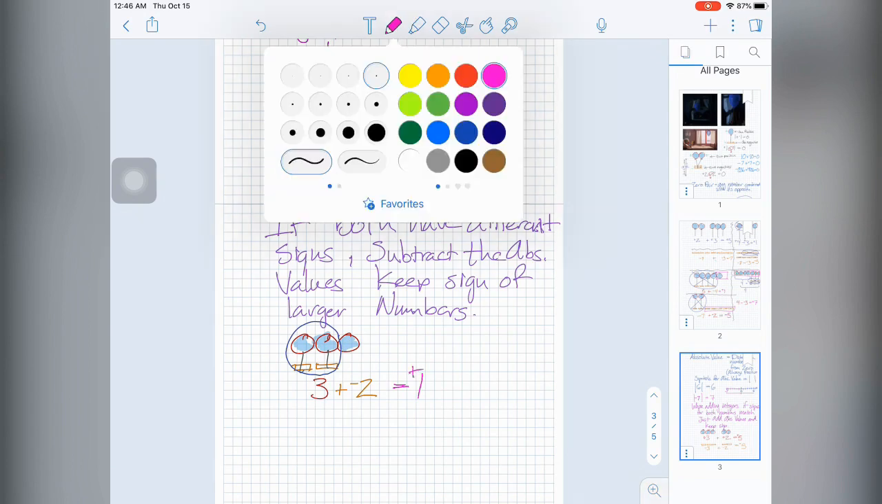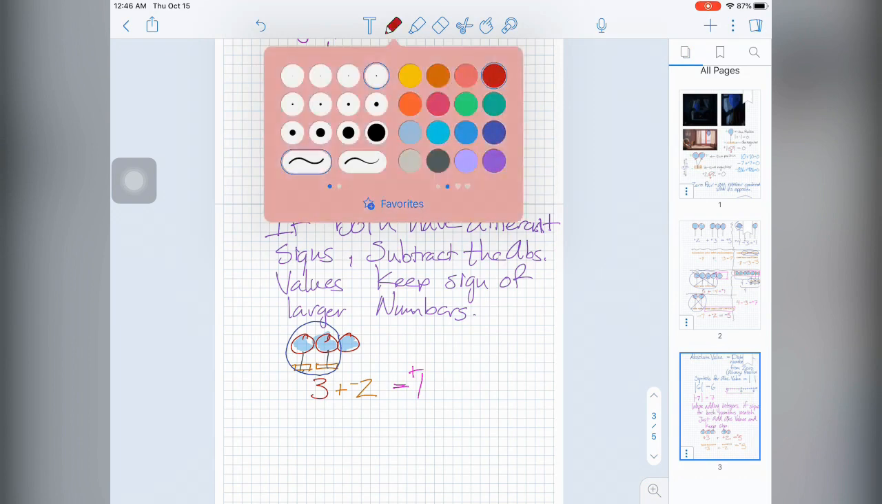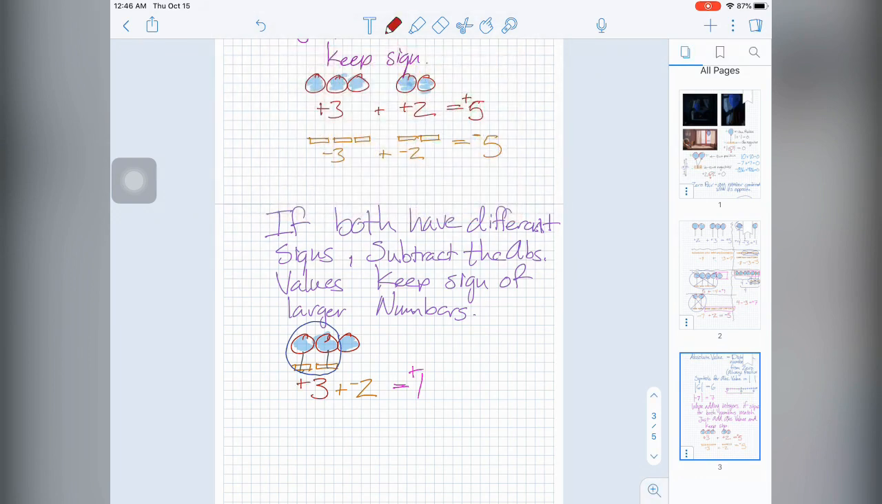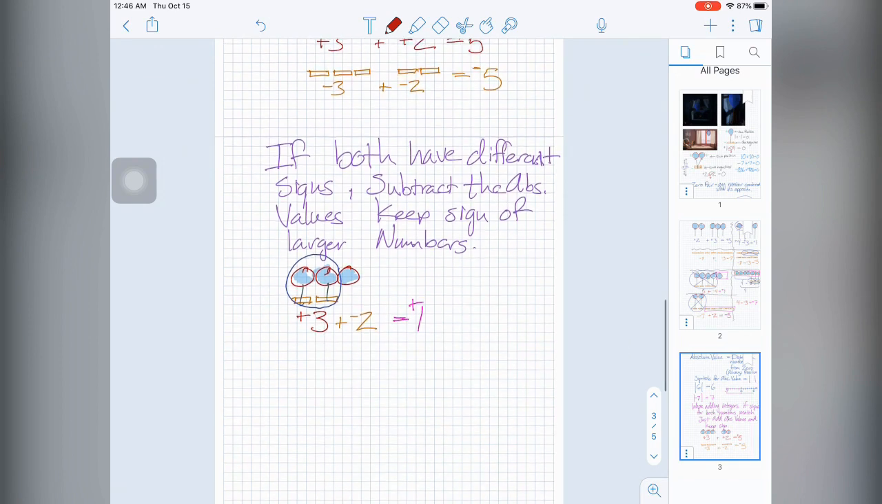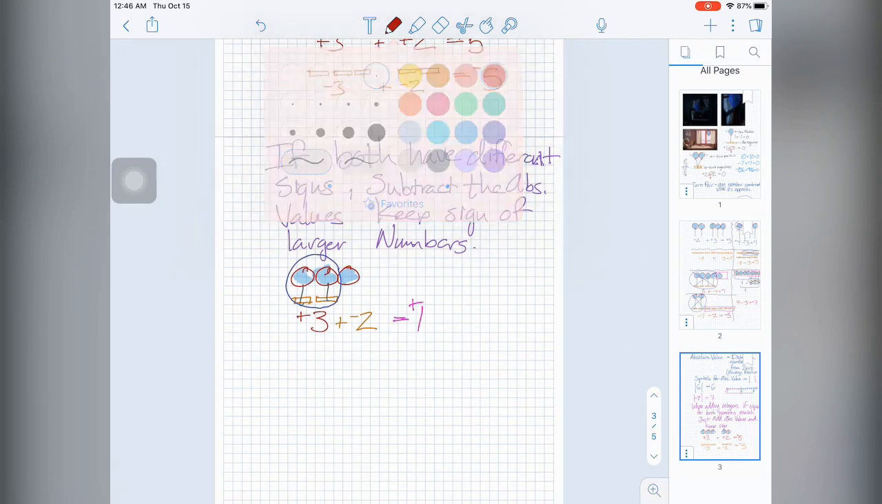So I look at which number's bigger, the positive, and I didn't even show this on here. This is a positive 3. 3 is bigger than 2, and it's positive, so my answer will be positive.